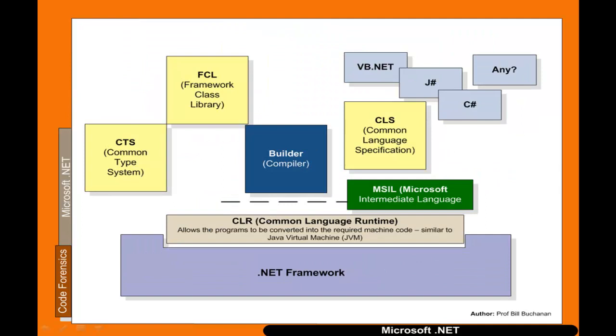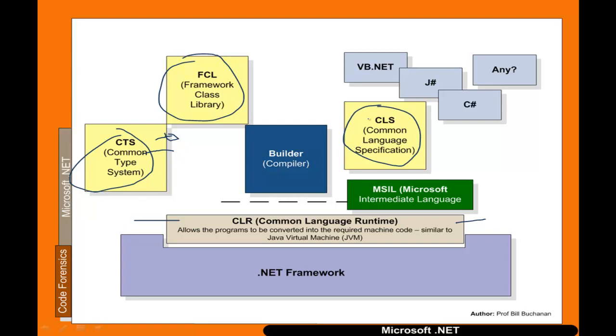Lots of advantages. We have a common runtime language, which is fairly standard across all the .NET programs. We have a common framework class library, which makes sure that all our objects are the same type, with the same specification, such as the same properties, methods, and so on. We have a common type language where we have standard definitions for integers, floats, and so on. And also we have a common language specification, which allows .NET to be built through most types of languages, C#, VB.NET, G#, Fortran, Delphi, and so on.